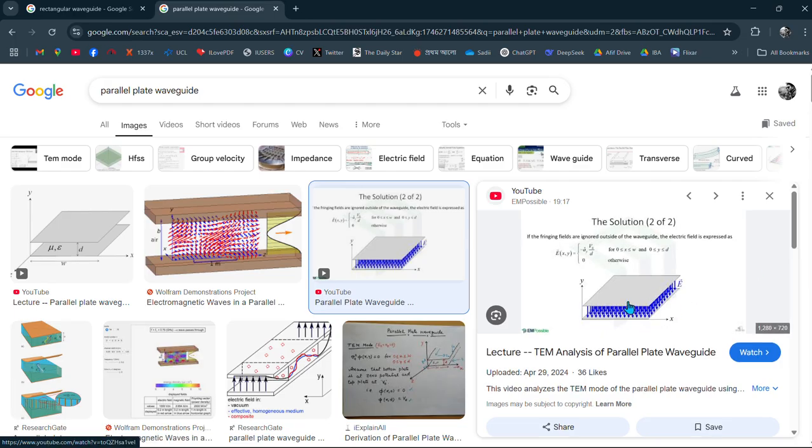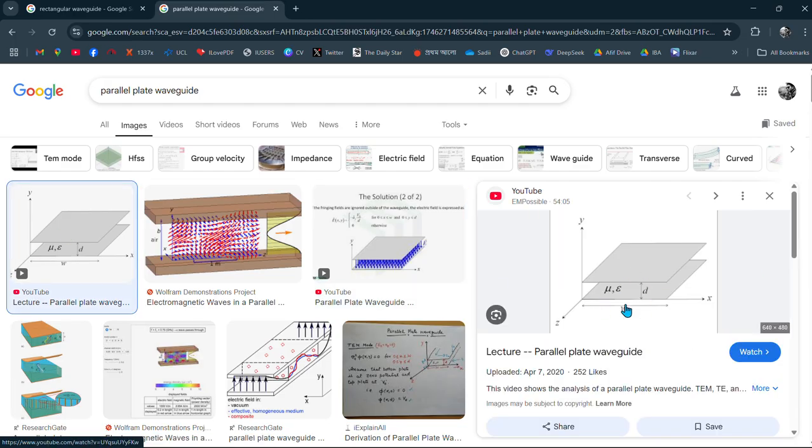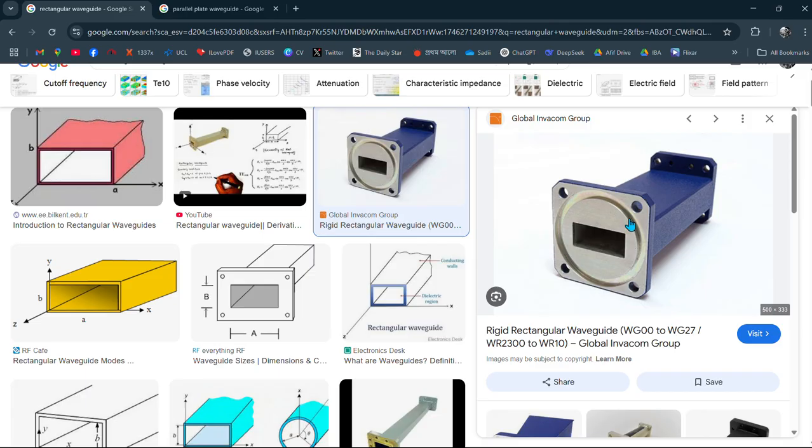So this is the picture of the parallel plate waveguide. In the case of the parallel plate waveguide, there are two flat metal plates, and they are kept at a distance. And in the case of the rectangular waveguide, we can see that there is a rectangular shaped, enclosed metal tube, and that is the main structural difference between the parallel plate waveguide and the rectangular waveguide.